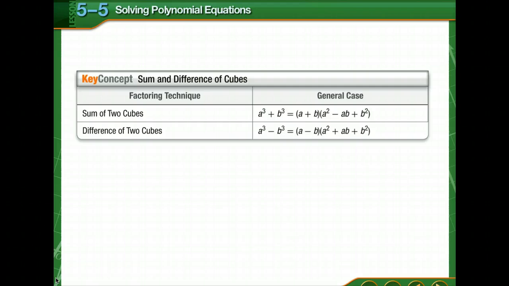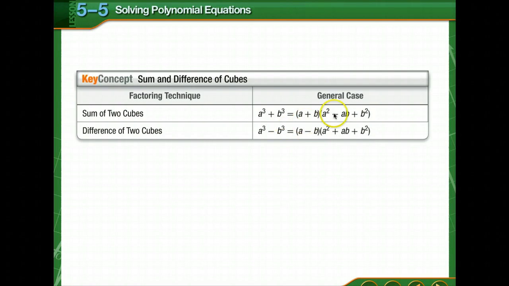Some cubic polynomials can be factored with special rules. You might want to write these special rules in your notes. So when we did the factoring earlier, we haven't really got to factoring of sum and differences of cubes. So we're going to cover that in this lesson.